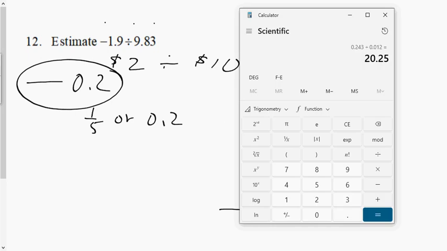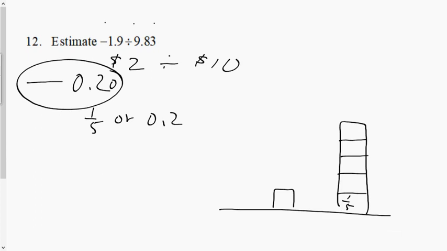But if I took my calculator to check, 1.9 divided by 9.83, use my positive negative symbols, wherever that is, right here. My actual answer is negative 0.19, which is really close to negative 0.20.